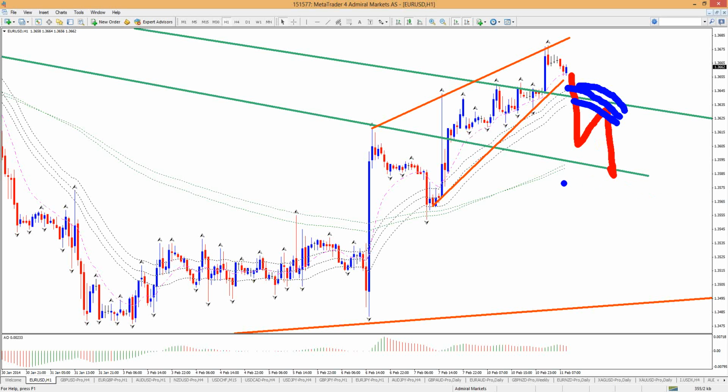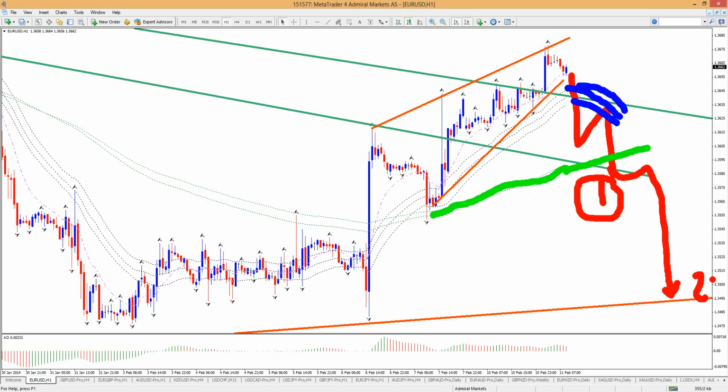What would be the target of that downside? At first, the target would be the green band, in fact. That would be the target of that downside trade. If price pushes through it, then the next target would be the orange trend line. That's the reversal trade once we push through the black band. Target 1, target 2.